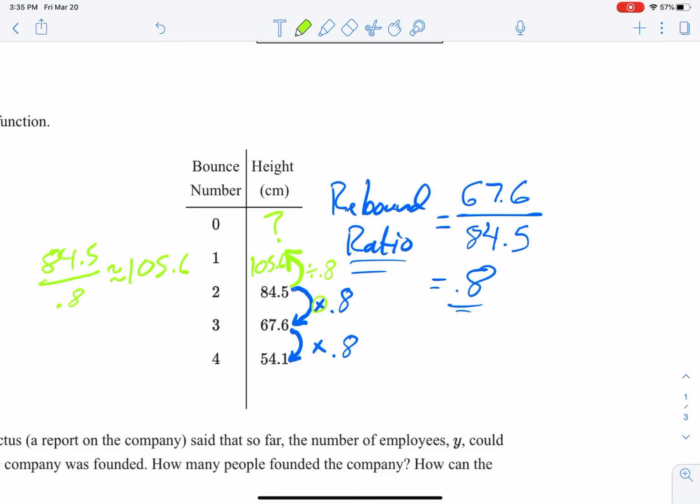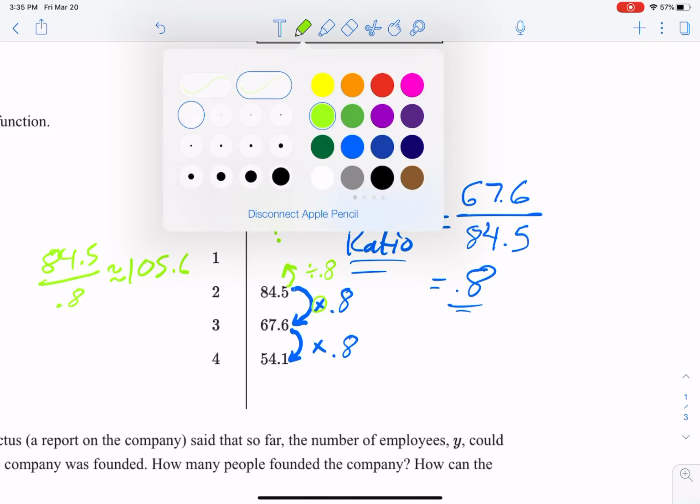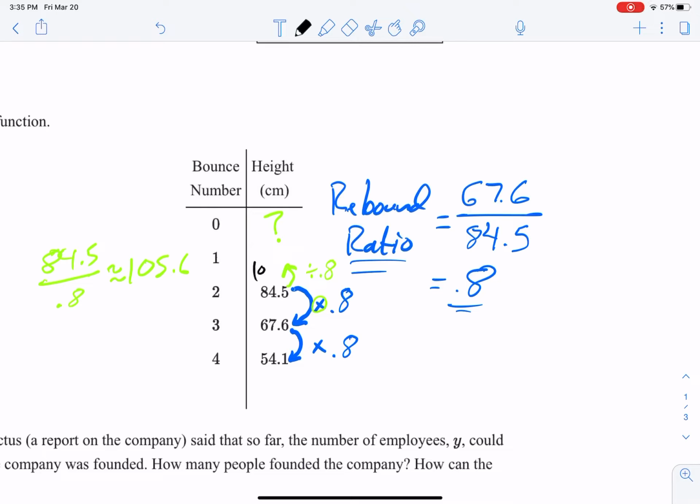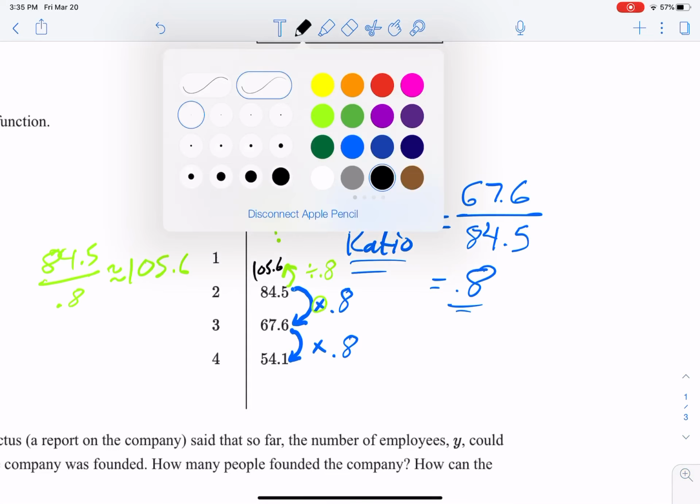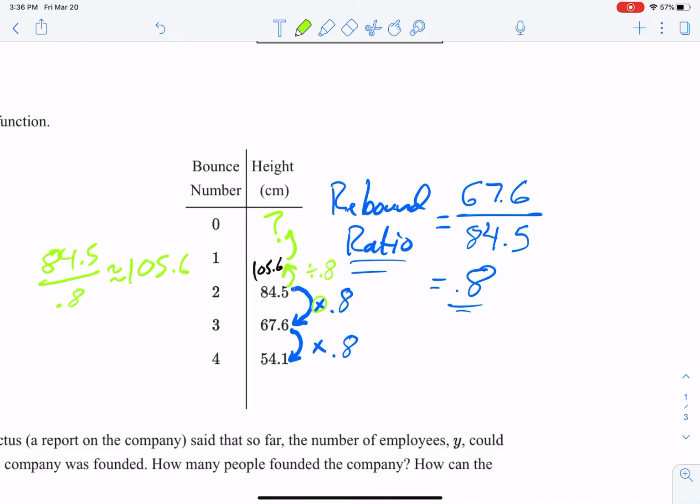All right, now that I have that one, I want you to try and find the next value above. Hit play when you think you have it. Okay, welcome back. So to get this next value, we're going to again divide by 0.8. So we have 105.6 divided by 0.8, and that gives us 132.